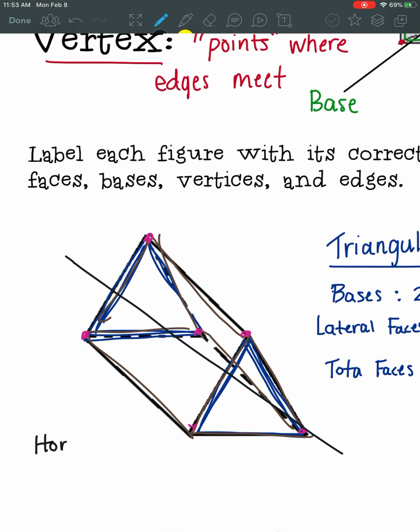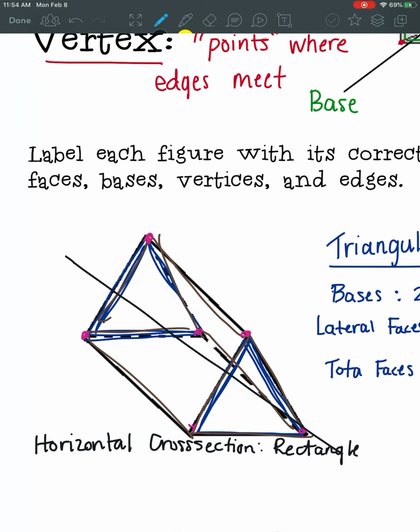So if we cut this, a horizontal cross section is what we call them, then the bottom shape would be a rectangle. So what would we see if we cut it that way?